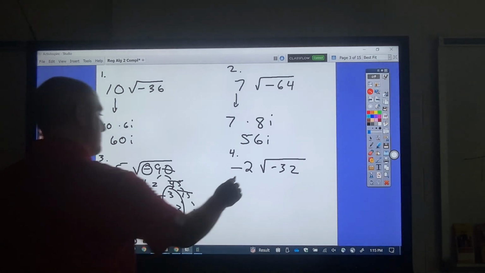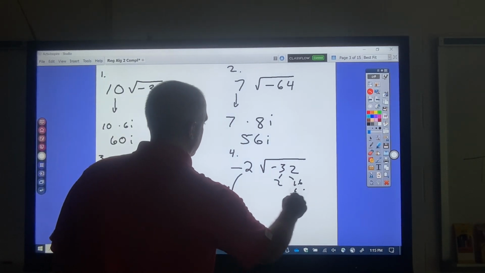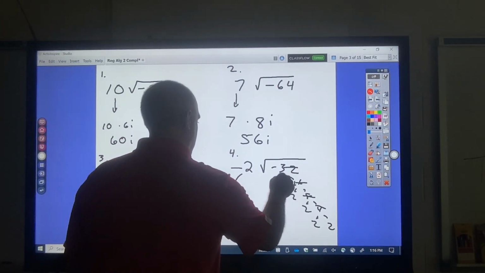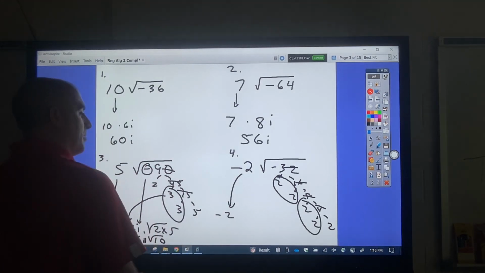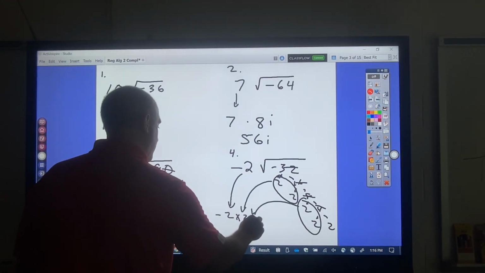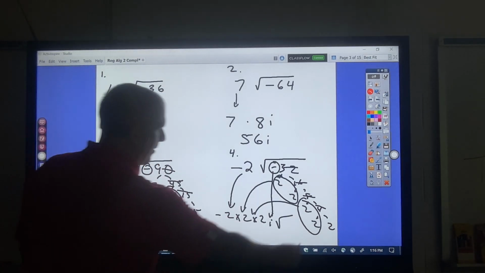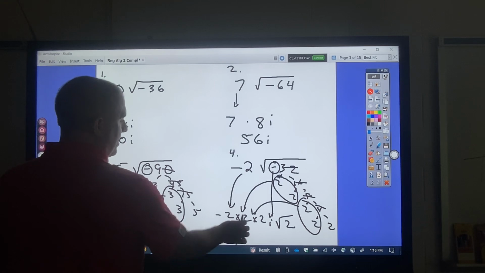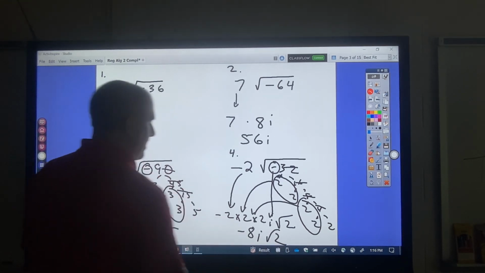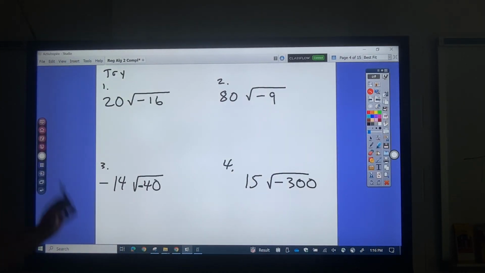Same thing here. That negative 2 is going to come down. I got 2 and 16, 2 and 8, 2 and 4, 2 and 2. So I got a bunch of 2's here. I got this from that part, one of those, and then that negative comes down with the i. What did I not cross off? A 2. So negative 2 times 2 would be negative 4, times 2 more would be negative 8, and with the i, that's negative 8i square root of 2. Okay, go ahead and practice these.